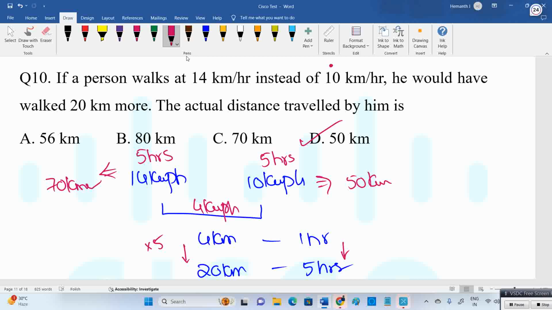Okay, you have to understand that. If they travel for 1 hour, 4 kilometers extra, and I want 20 kilometers, it means they should travel for 5 hours. Actual speed is 10. If it is increased to 14, then it may travel 20 extra. Original actual distance is 50 only. Some people may get confused because 70 and 50 both are there. Okay, you have to go with 50 here, not 70.